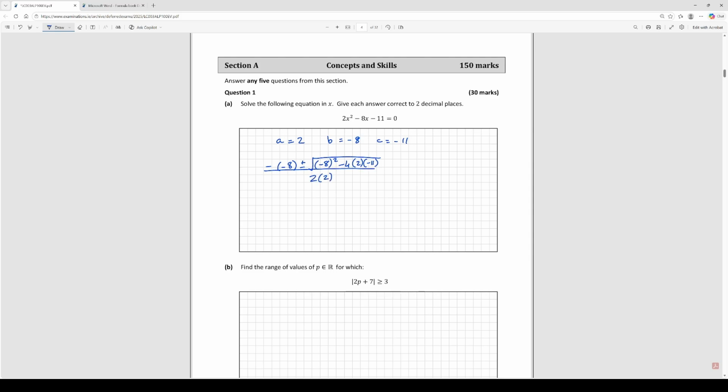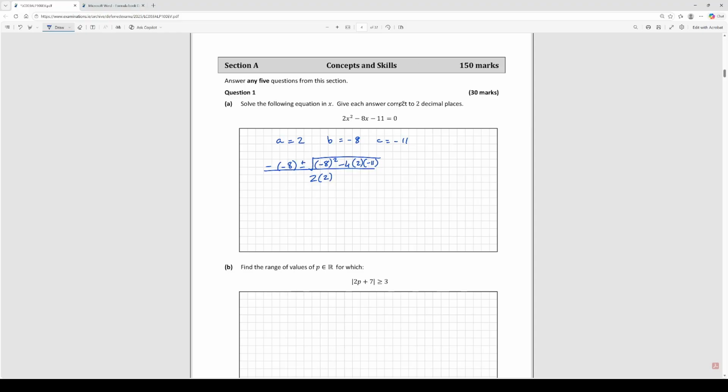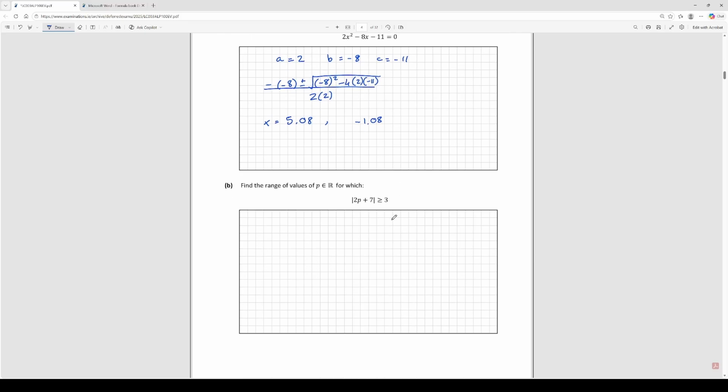I'm going to pause it while I type that in. The button I press for pause causes something else to happen. But you'd get two values. You would get x is equal to, now it says to 2 decimal places, so 5.08. And then if you do the minus, 1.08. Okay, nothing too adventurous there. I think you'd all be okay with that, so I don't need to worry too much about it.